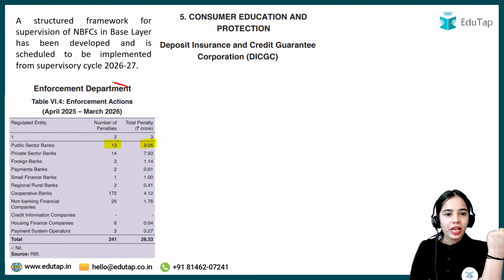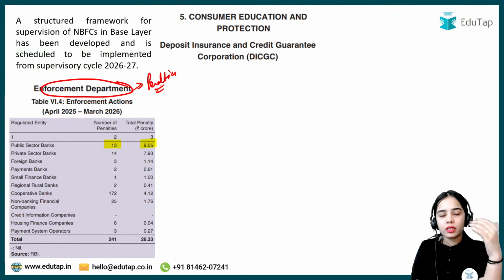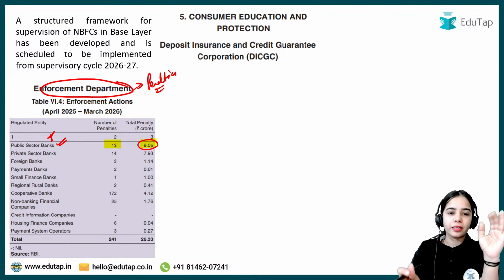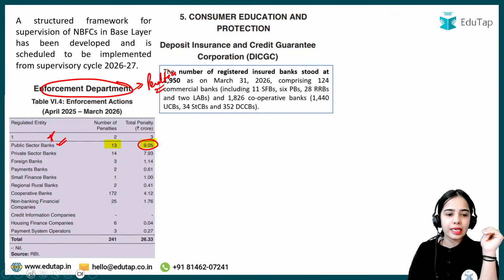Next is that the enforcement department imposed penalties on multiple categories of banks. The highest number of penalties were imposed on the public sector banks, and the highest amount of penalty cumulatively was also imposed on the public sector banks. That is the idea. Next is DICGC.